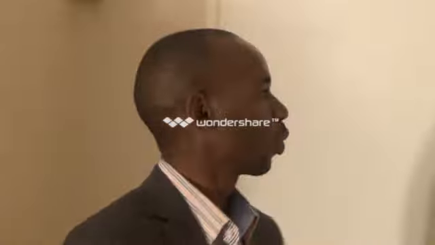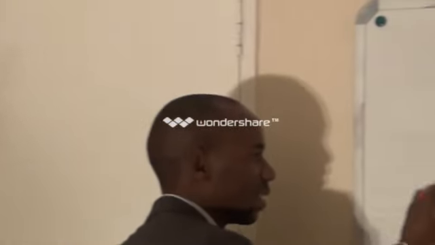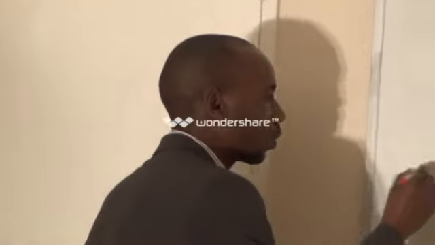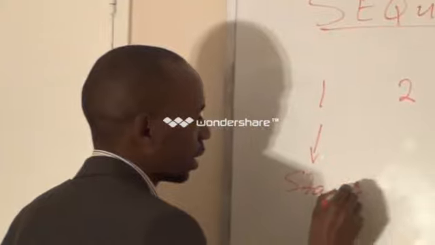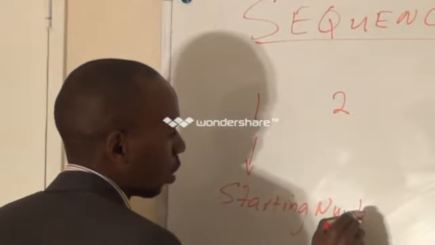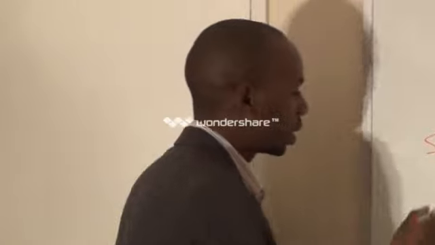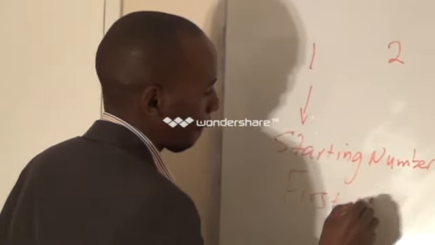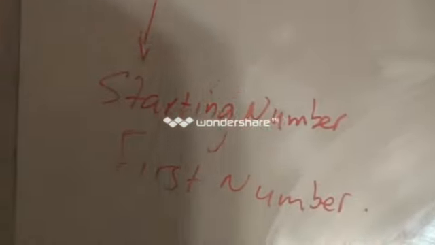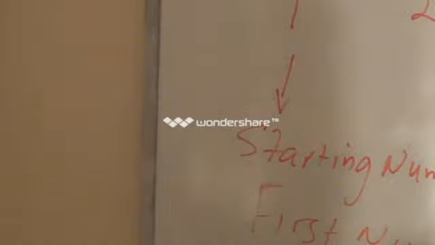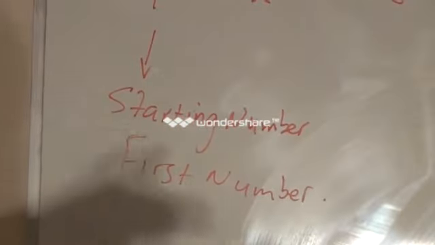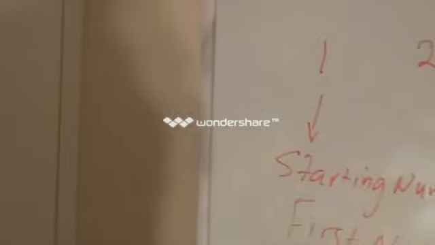Okay, good. So, we'll write this, the starting number. Let's call it for now the starting number, or we can alternatively call it the first number. That should be very easy. That's pretty logical. We're starting with 1. From there we go to 2. Then we go to 3. We add 1, we go to 4. We add 1, we go to 5. And we can continue like that.